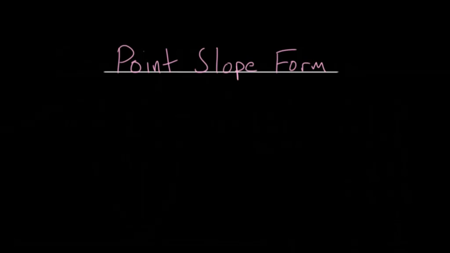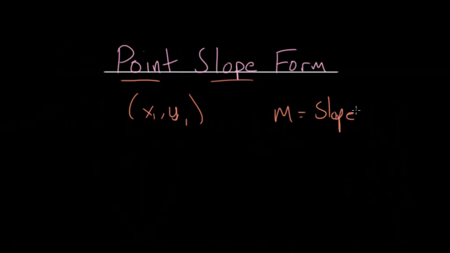For this video, I'd like to talk about the point-slope form for the equations of lines. And point-slope form is really useful when you are given a point and you know the slope. So if you know a point, let's call it x1, y1, and you know the slope, we'll just call it m, then the point-slope form of a line essentially looks like this.